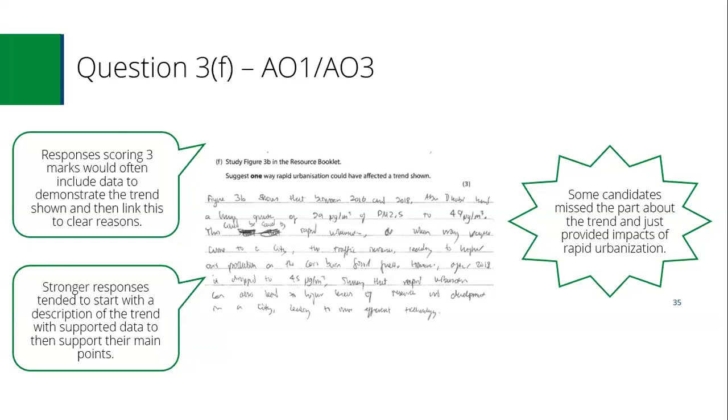So here, responses scoring 3 marks would often include data to demonstrate the trend. That's always a good idea. Start with the data or a description, then show how that's supported by the data. Like this example here, which includes the trend, uses the figure, and then links this to traffic increase and the burning of fossil fuels. Good, solid 3-mark answer. Some candidates, though, missed the part about the trend and just provided the impacts of rapid urbanisation. So the idea that it's rising, it's leading to the reason for that, and then leading to an increase in particulate matter or increasing fossil fuel burning.